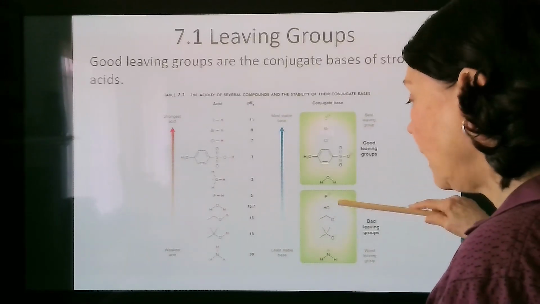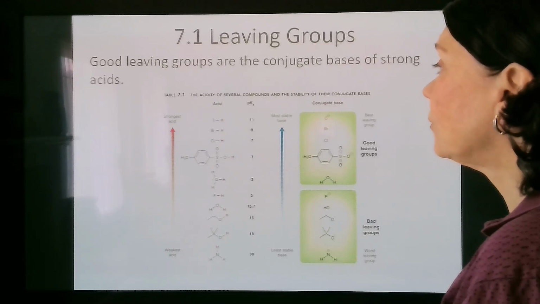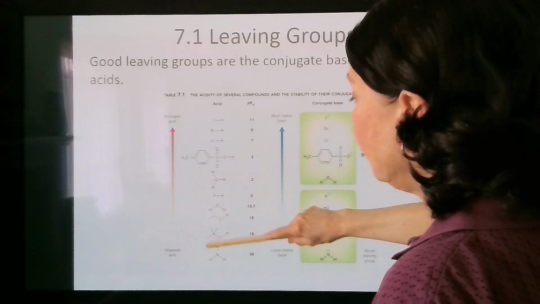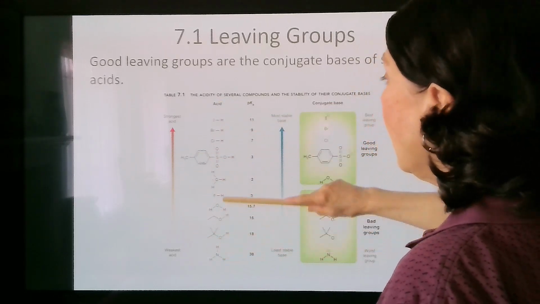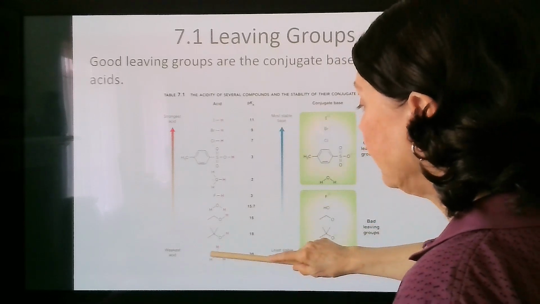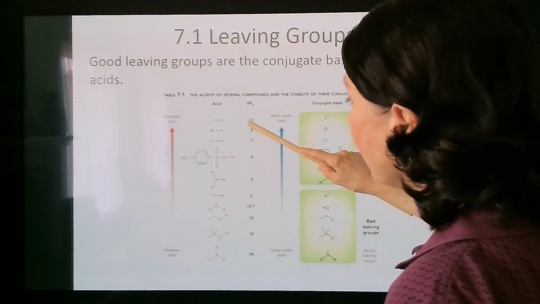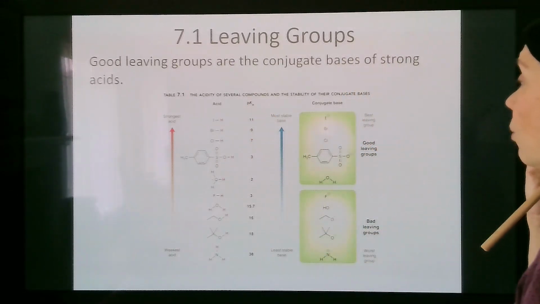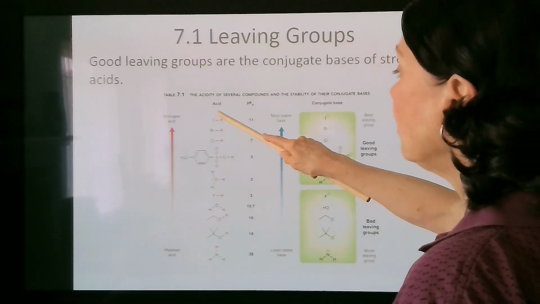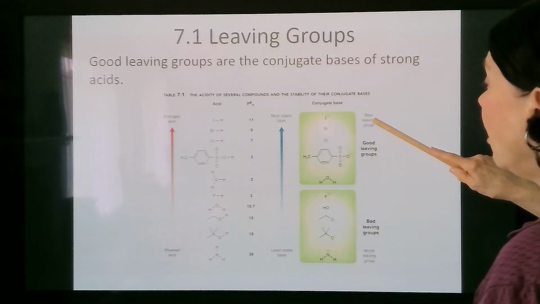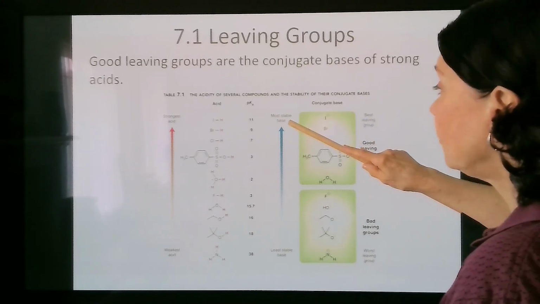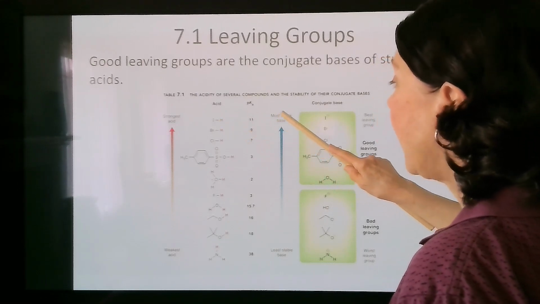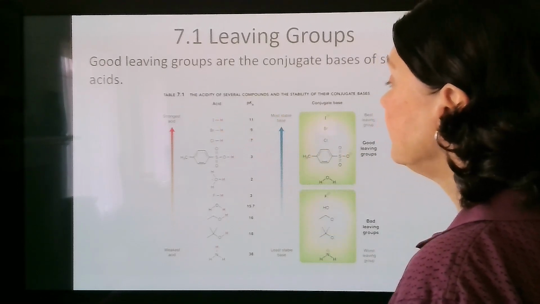So this is a list of leaving groups, in order of strongest acid to weakest acid, and you can see the pKa's. These are actually -11, -9, -7, -3. This table is in your book, and you can see up here that the strongest acid is also the best leaving group. This is the most stable, I- is the most stable base, and so I is a very stable anion.